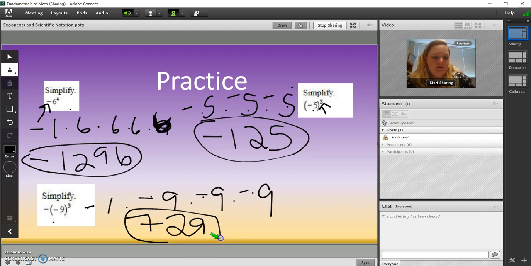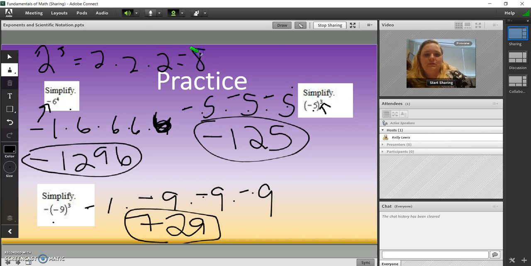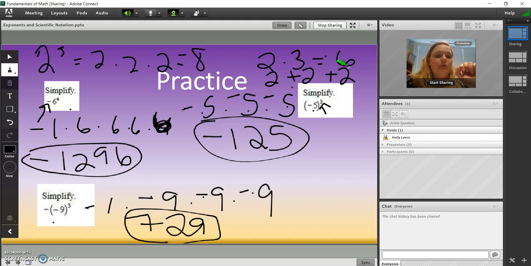A couple of things I want to show you. 2 to the third is 2 times 2 times 2, which is 8. 2 times 3 is 2 plus 2 plus 2, which is 6. So exponents help with multiplication, a shorter way to do multiplication. Multiplication is a shorter way to do addition.